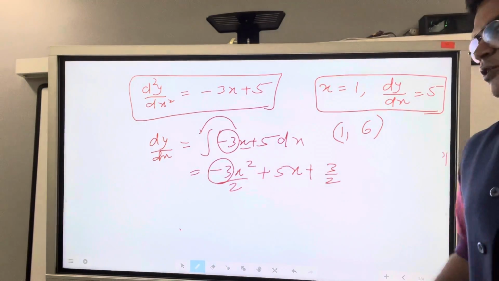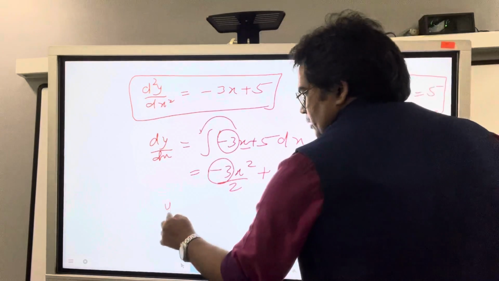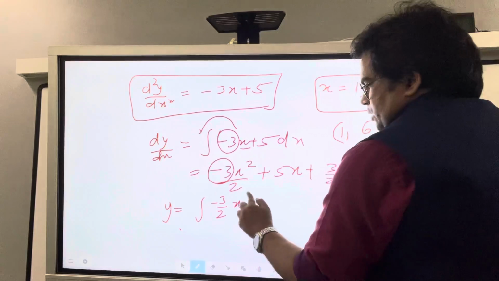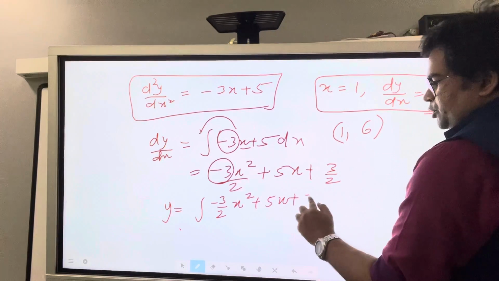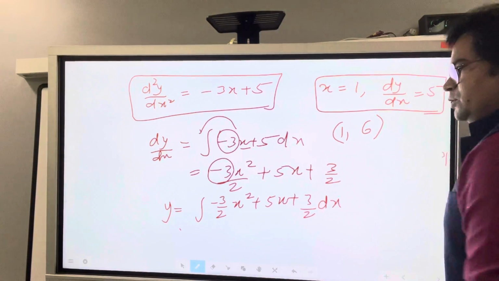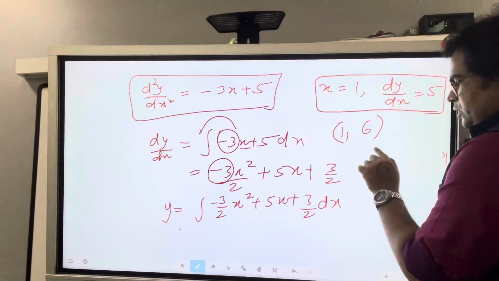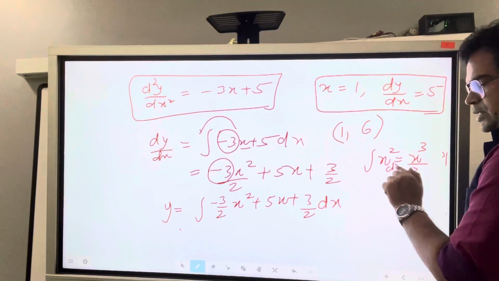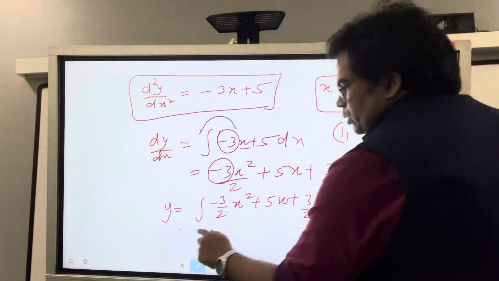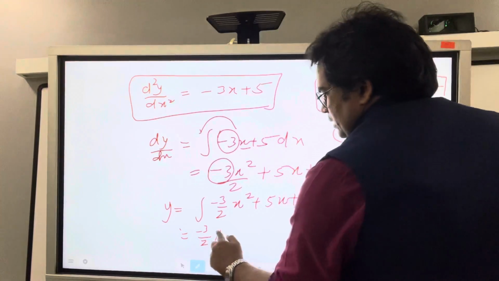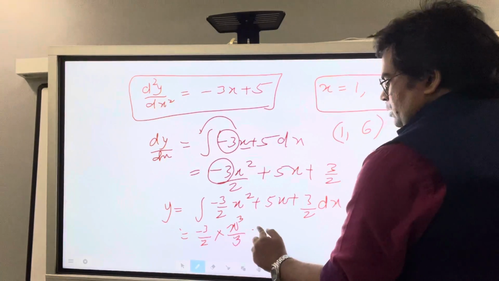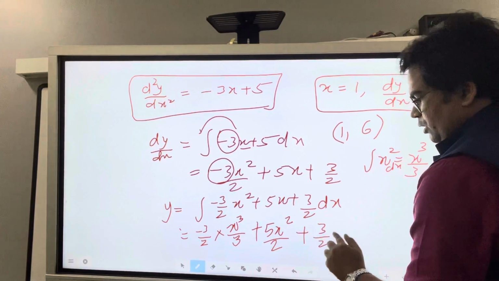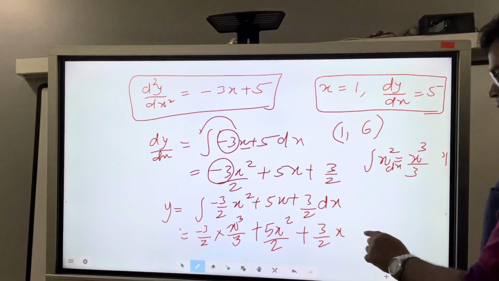Now to get the exact function, or let's say the y equals, if I integrate this once again, so if I integrate negative 3 over 2 x squared plus 5x plus 3 over 2, I'm going to get my function. So the step is, if you're integrating x squared, the integration of this is x to the power 3 over 3. Of course, there is dx here. So here what we get is negative 3 over 2 as it is, times x cubed over 3, plus 5x squared over 2, plus 3 over 2 x, and of course plus c.